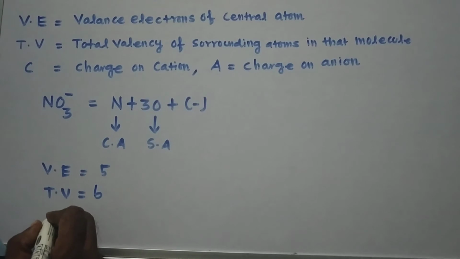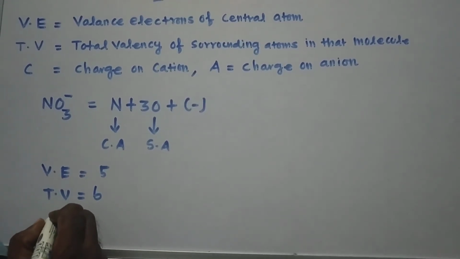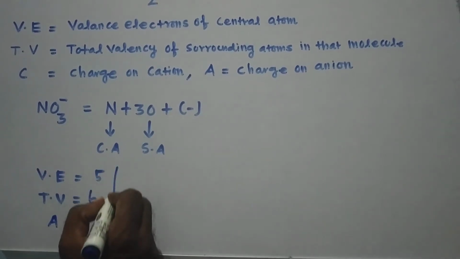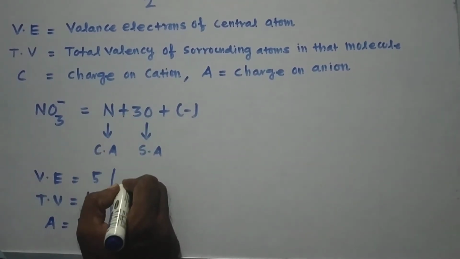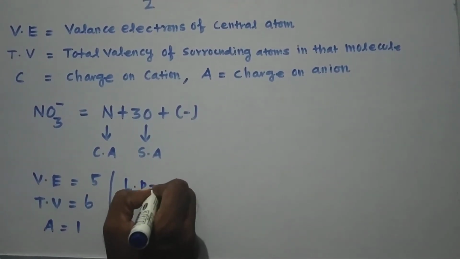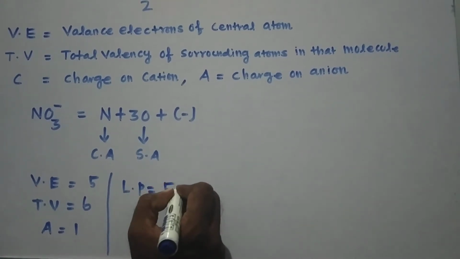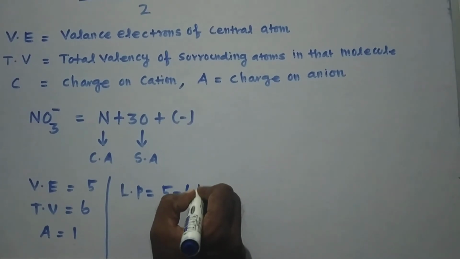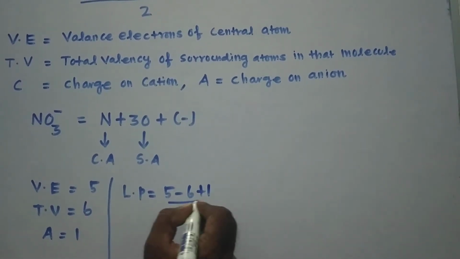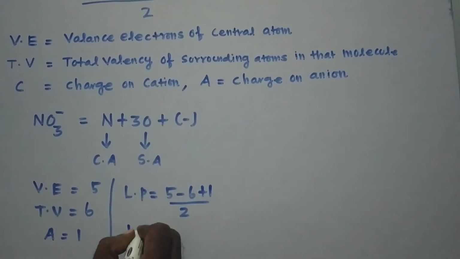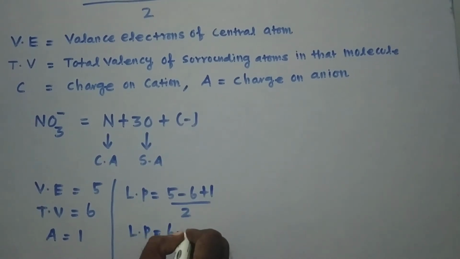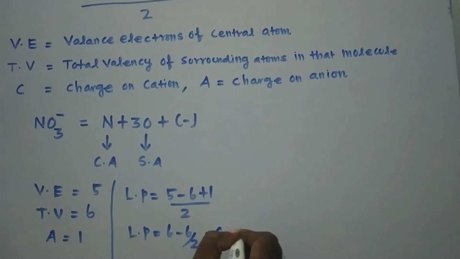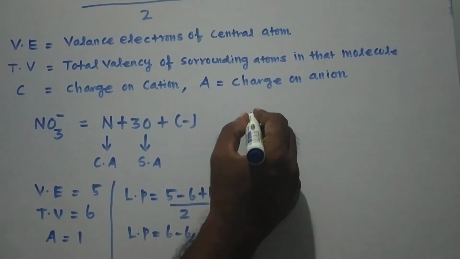Okay, then we are going to see anion. Anion equal, there is a 1. Substitute this value in the Bohr equation. LP is equal to valence electron is equal to 5 and total valence of surrounding atom is equal to 6, and the anion charge is equal to plus 1 divided by 2. Therefore LP is equal to 6 minus 6 divided by 2. Okay, it's equal to 0 by 2. It contains a 0 unpaired electron.